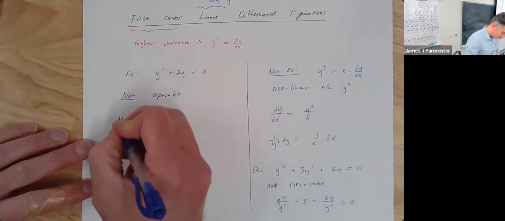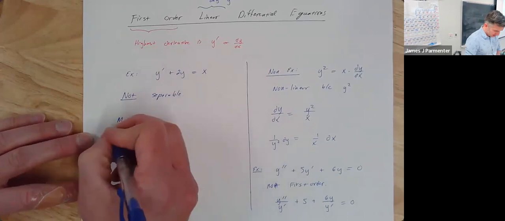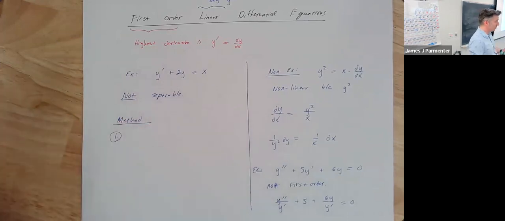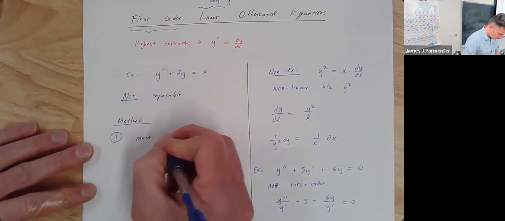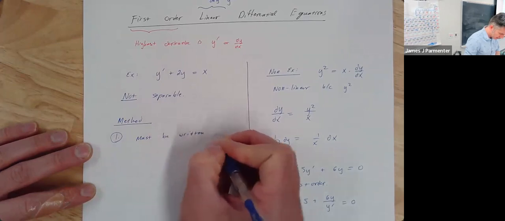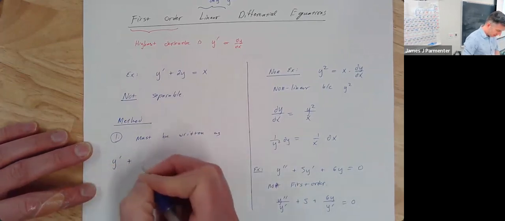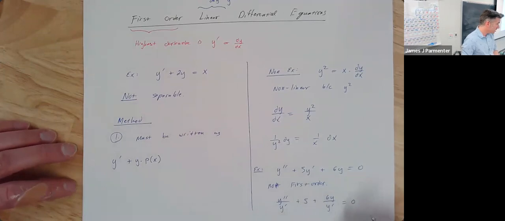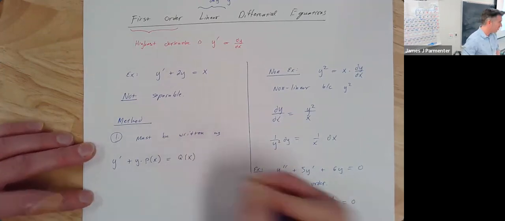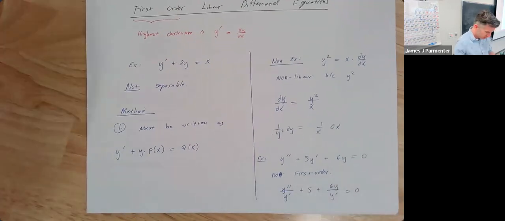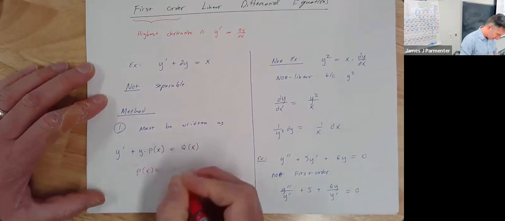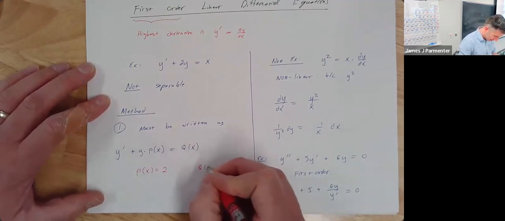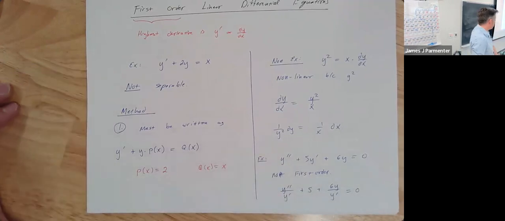The method requires that the equation first be written in standard form, meaning exactly as y prime plus y times some function of your other variable, typically x or t, equals some function of your other variable. In this particular problem, our p of x is 2, and our q of x is x. As long as you can write it that way, you can always solve the equation using what's called an integrating factor. Great, so let's do it.